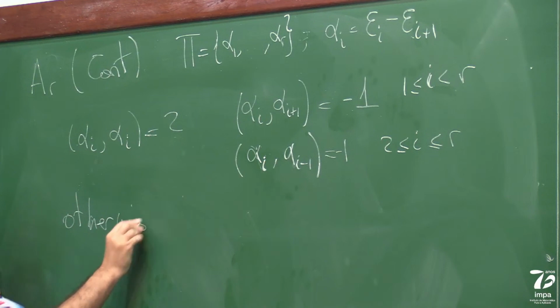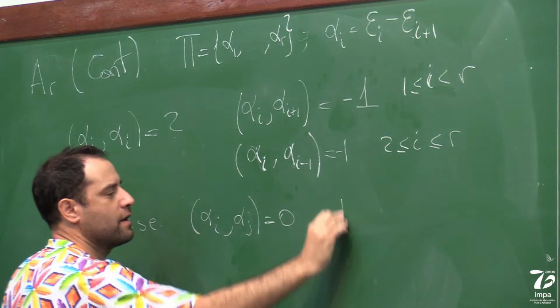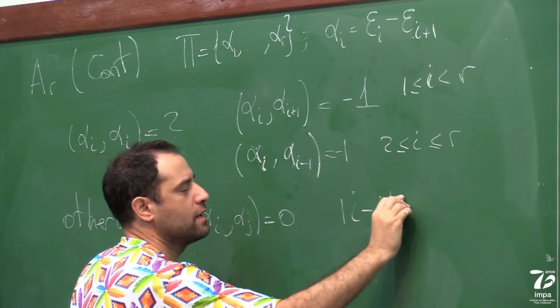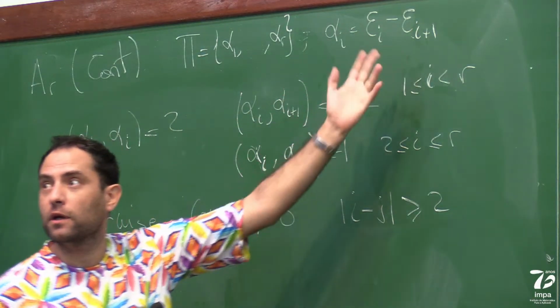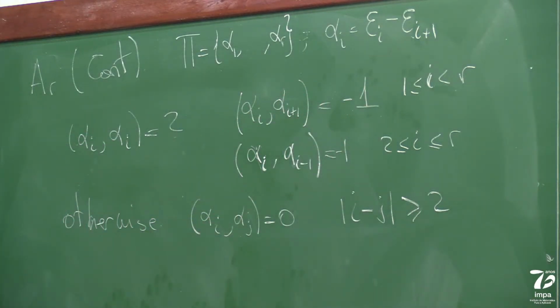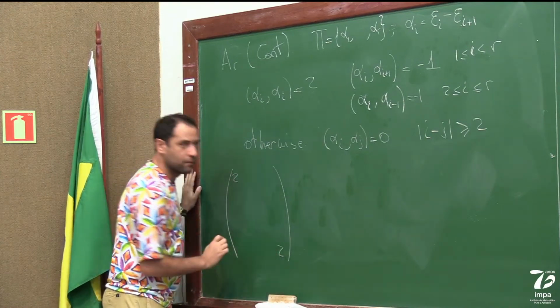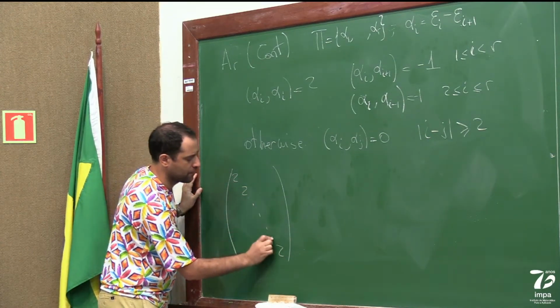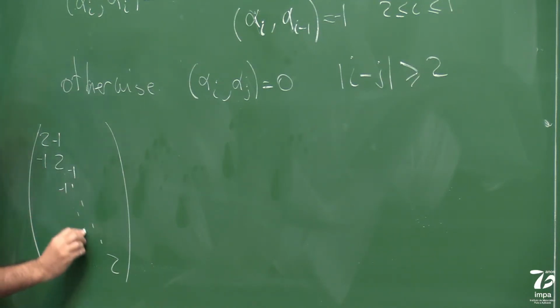Alpha_i with alpha_j is equal to 0 if the distance between i and j is bigger or equal than 2. Okay? Because they don't share any of these epsilons in common. The inner product is clearly 0. So the Cartan matrix for this thing looks like this. It's an r by r matrix with 2's on the diagonal. And alpha 1 with alpha 2 has an inner product which is -1. Alpha 2 with alpha 1 is an inner product which is -1. And then I have -1 on this off diagonal.